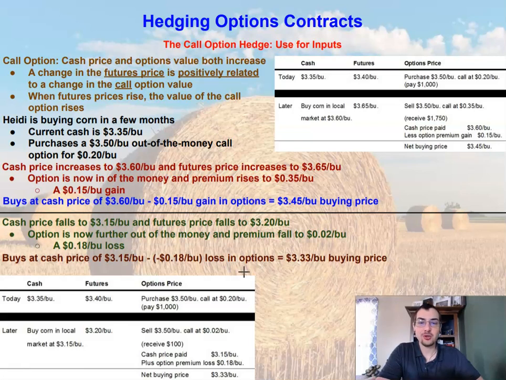So what's happening to our call option? Are we in the money or out of the money? Well, now we are in the money, because our strike price is $3.50 and the futures price increased to $3.65. So now we're actually in the money, because we can buy it for $3.50 and sell it for $3.65. And what happens to our premium? Our premium now increases to 35 cents. We have a 15-cent gain off of our options contract.